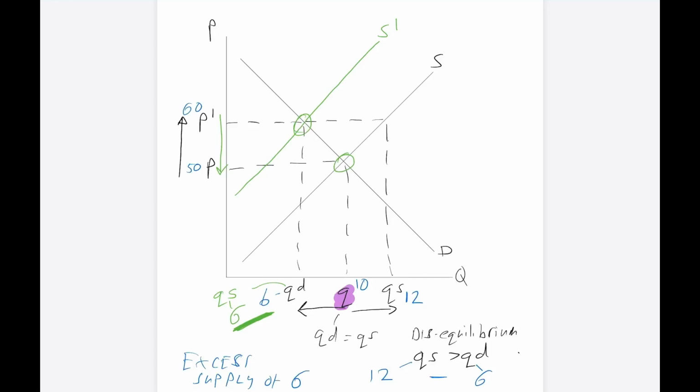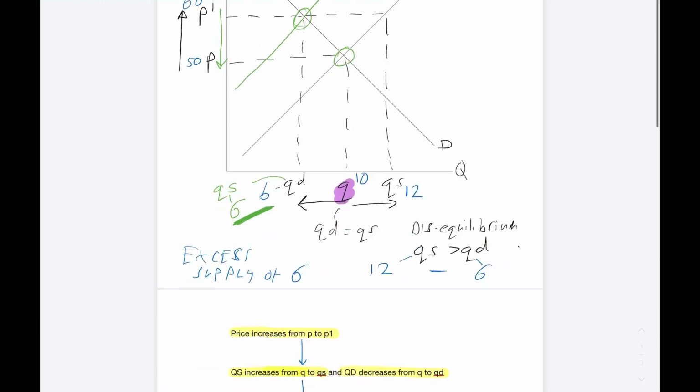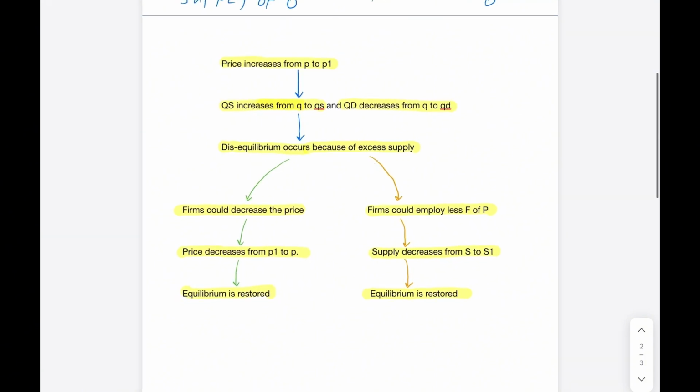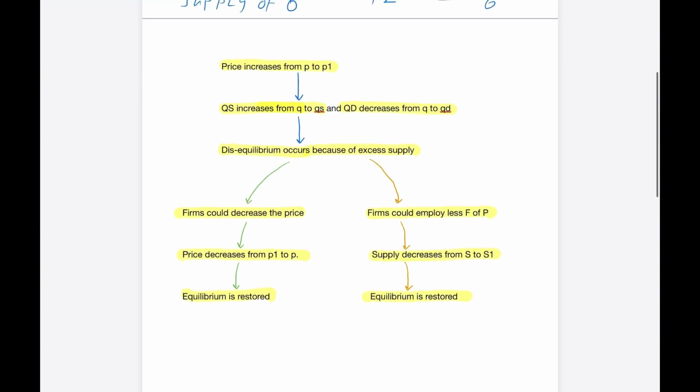So just to recap that, using our methodical chain of events, this is how we will write it in the exam. The first thing to happen is the price will increase from P to P1. As a result, the quantity supplied increases from Q to QS because firms are going to be more willing and able to supply products at a higher price. However, the quantity demanded will decrease from Q to QD because households and consumers are going to be less willing and able to buy the product at a higher price.